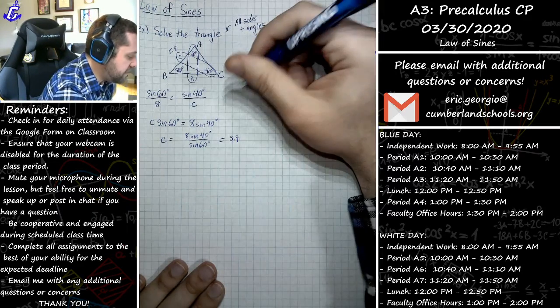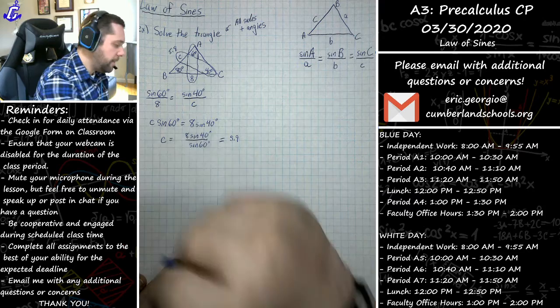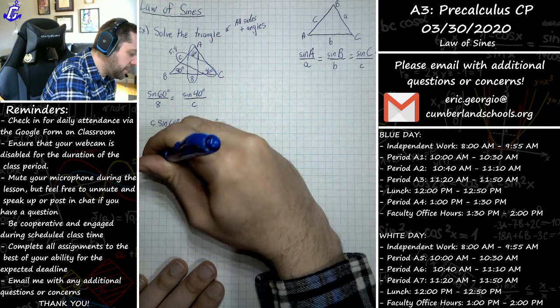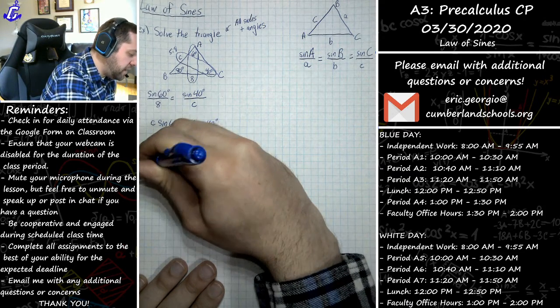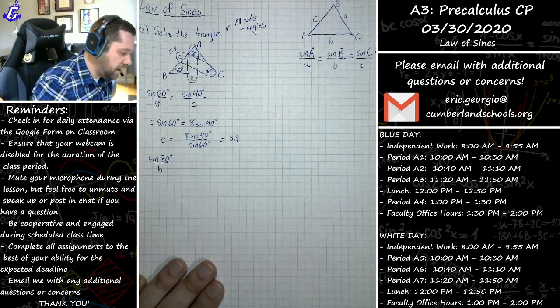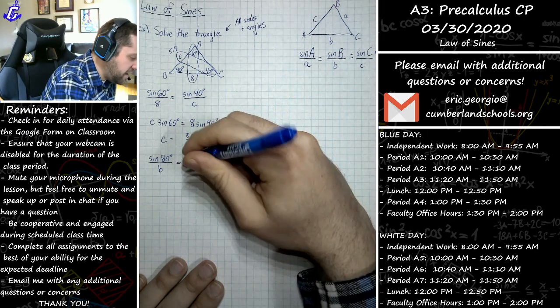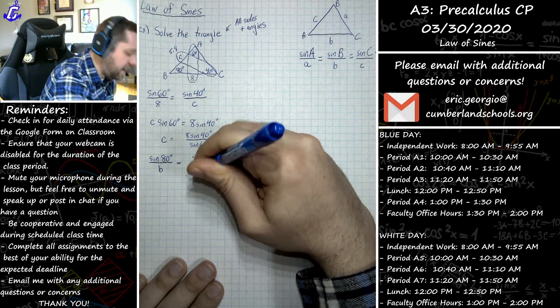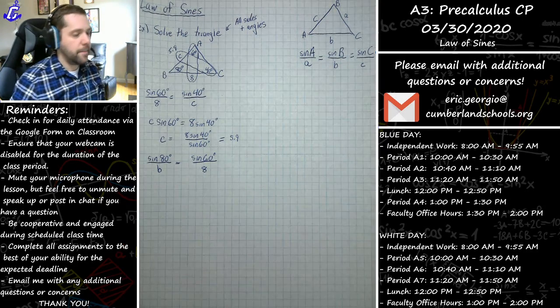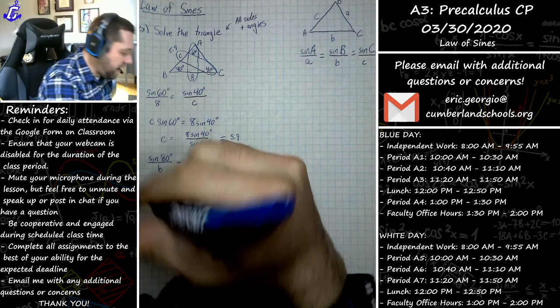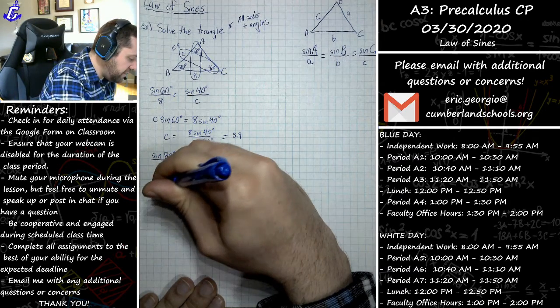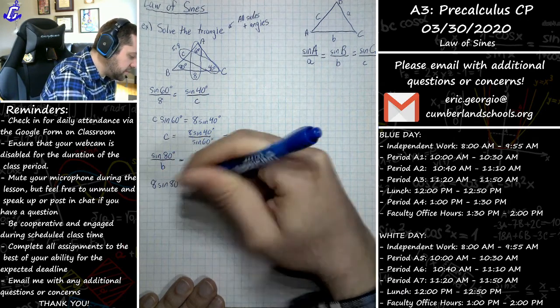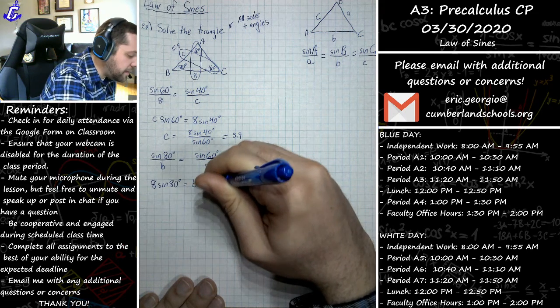So we can say that, where are we here? I can say that the sine of 80 degrees, that's angle B, divided by side B, which I don't know, is equal to, we'll use A, the sine of 60 degrees divided by side A, which is 8, sorry. Now, again, cross multiply. I can say that 8 sine of 80 is equal to B sine of 60.